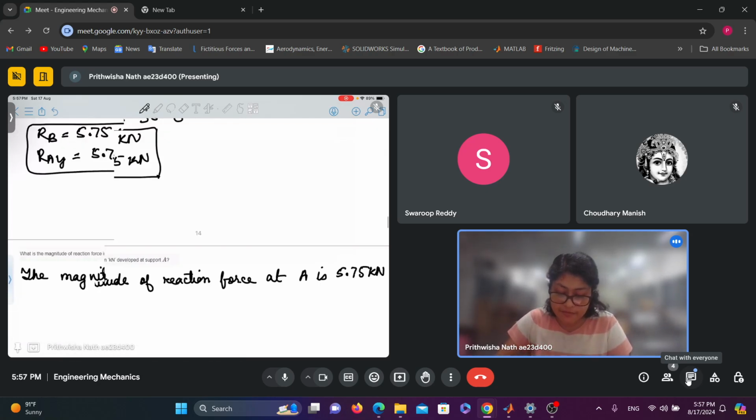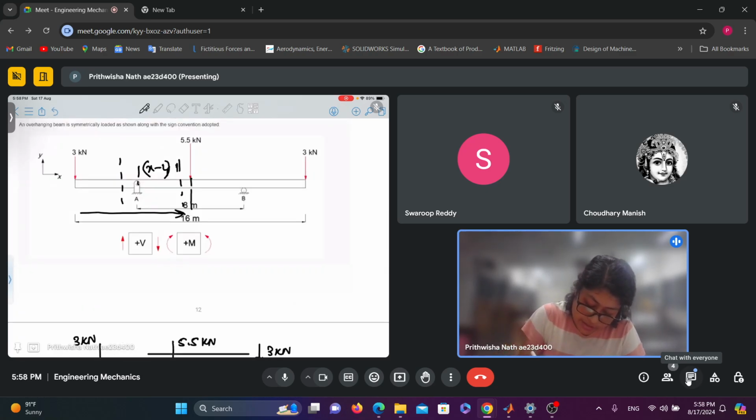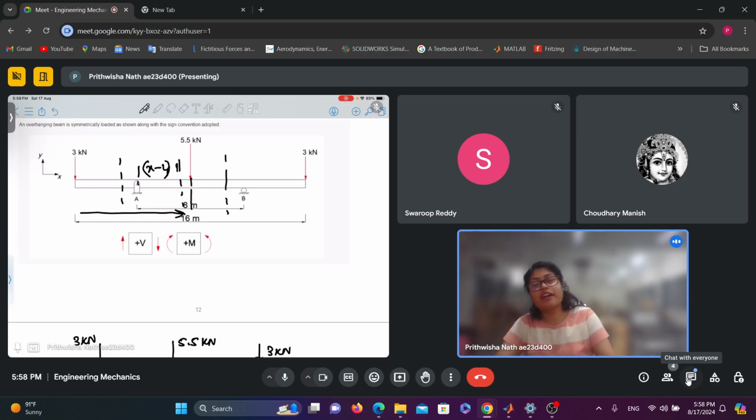Now 8 to 12 means after this load. Is it clear? Just after 5.5, that section. Now we are solving for that section.